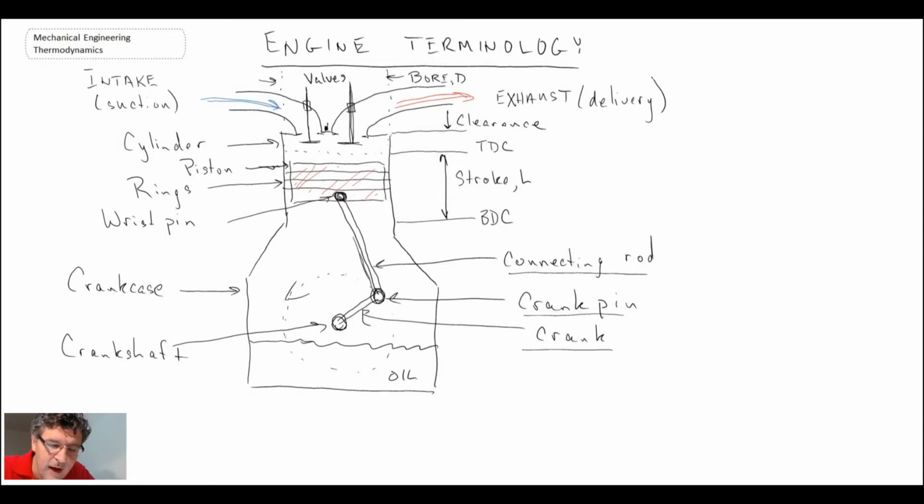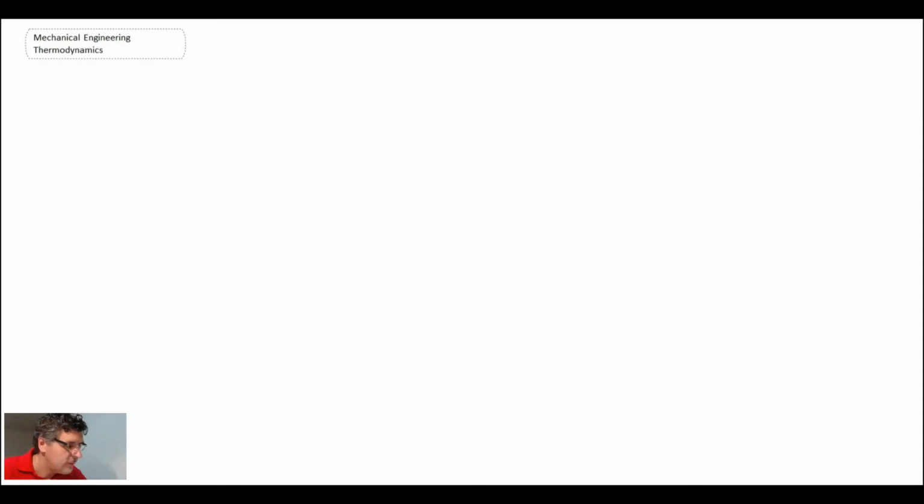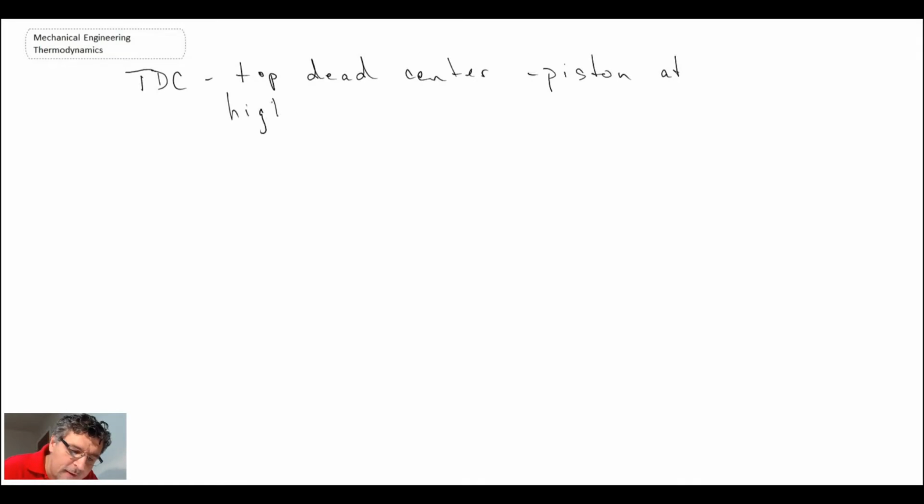What we're going to do now is write out some of the terminology and the definitions of the terminology, so that you're aware if you come across them as you're reading about these cycles. I had mentioned TDC. That refers to top dead center, and that is when the piston is at the highest point in the cylinder.